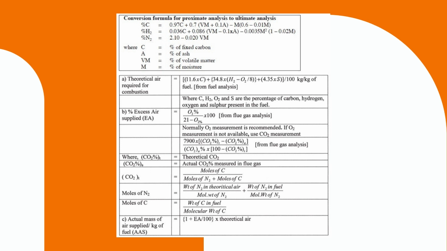Theoretical air required for combustion is [11.6 × C + 34.8 × (H2 − O2/8) + 4.35 × S] / 100 kg per kg of fuel from fuel analysis, where C, H2, O2 and S stand for the percentage of carbon, hydrogen, oxygen and sulfur present in the fuel.